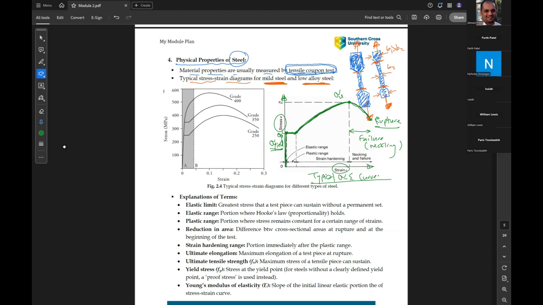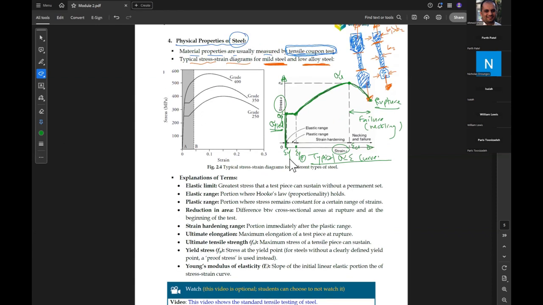And this point here is epsilon yield. Here also is epsilon yield permanent, and here is epsilon ultimate. Okay, so this is a typical stress strain curve of steel.